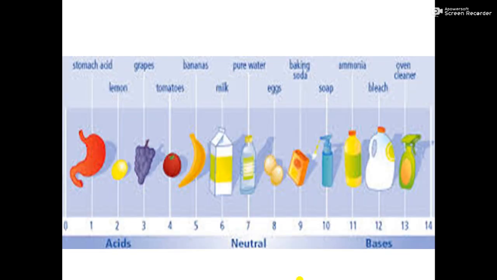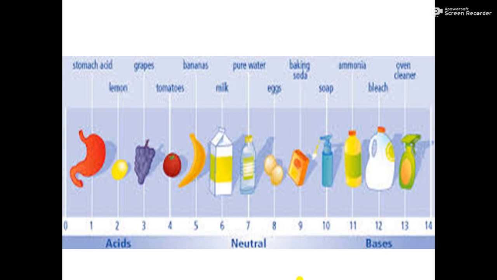Let me explain the same with the help of this picture. I hope you are able to see that we have taken a few household items, except the first one, which is stomach acid, and the rest you are very familiar with; you might have seen these items at your home. And see students, at the lower base we have the range from number 0 to number 14. Exactly below number 7, neutral is written, and on the left hand side acids are there and on the right hand side bases are there, right?